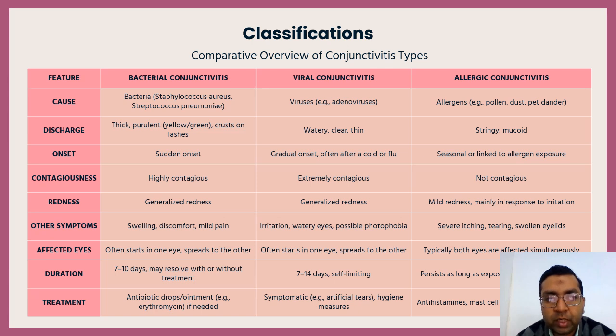Then the duration: 7 to 10 days, it may resolve with or without treatment. Meaning within 7 to 10 days bacterial conjunctivitis can be treated, and viral conjunctivitis takes 7 to 14 days. Self-limiting means both are self-limiting.